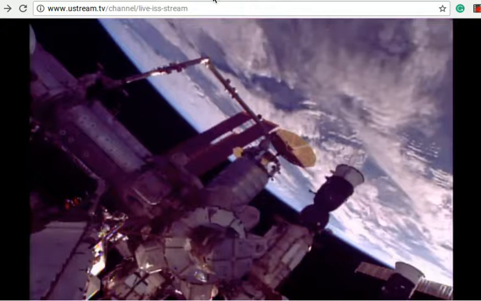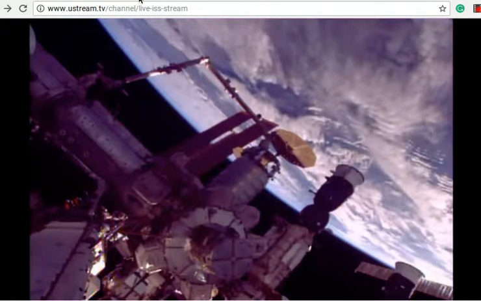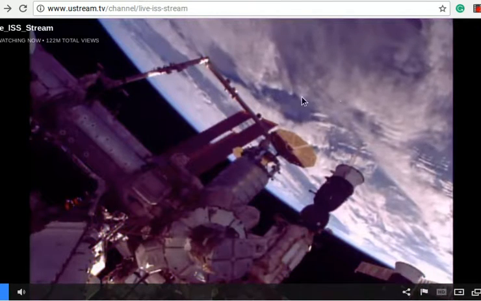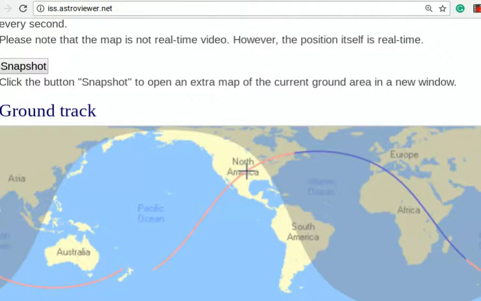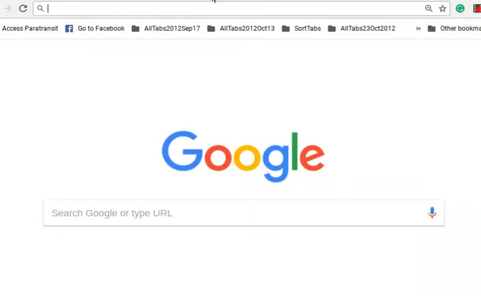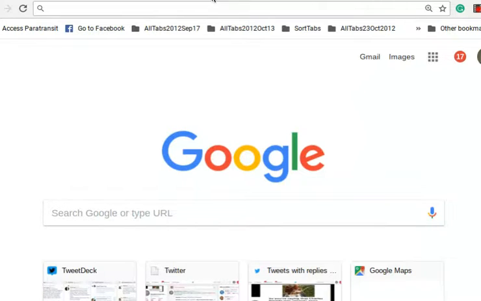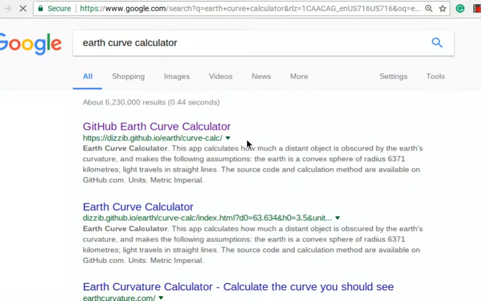Let's see. Well, yeah, I guess I'll just wait this out. I'm not sure how much longer it has to go. It's going to be a while, actually. Hey, let me see if I can find something. I'll just run a search here for Earth curve calculator, and see what comes up here.